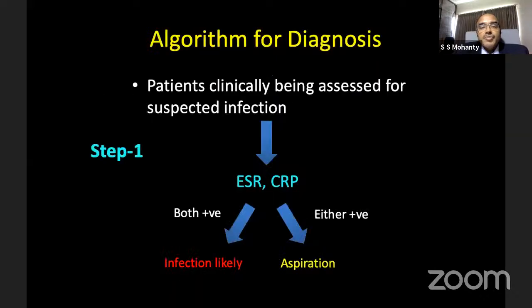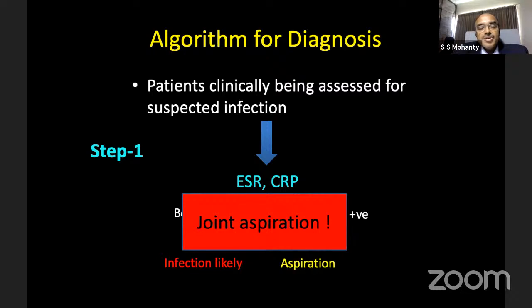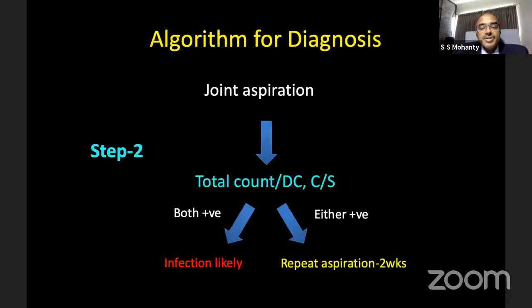Now, this algorithm we follow for diagnosis is almost similar to Alasdair's. If a patient is clinically suspected of infection, first we do ESR and CRP. Either both or either of them may be positive, and we proceed to joint aspiration. Joint aspiration remains the hallmark for diagnosing infection. After we aspirate the joint, we send it for total count, differential count, as well as culture. And if both are positive, then infection is likely.